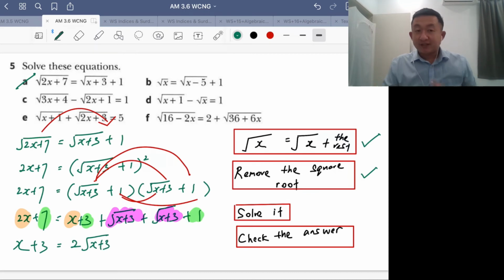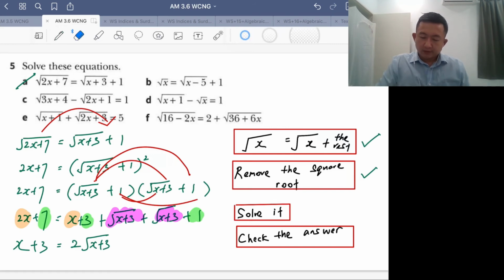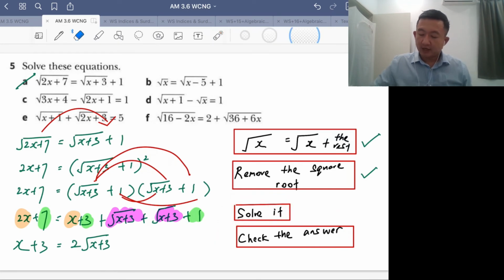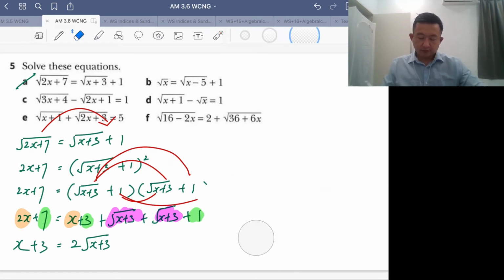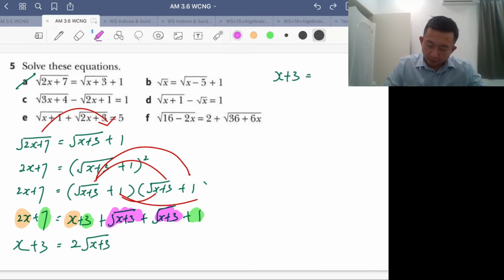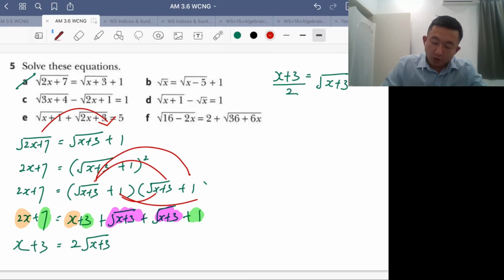Now we express x as a subject, so we have to move one by one. After that, you have to solve it and you check the answer. You solve it and check the answer. So what do we have here? x plus 3 equals to, sorry, we can move this over. So this one, when we move it over, that will be divided by 2. So I have x plus 3 over 2 equals to root x plus 3. Remove this square root, that will be a square.